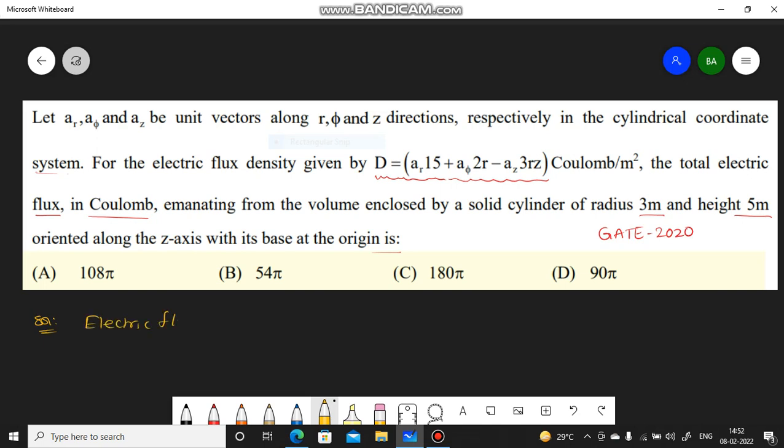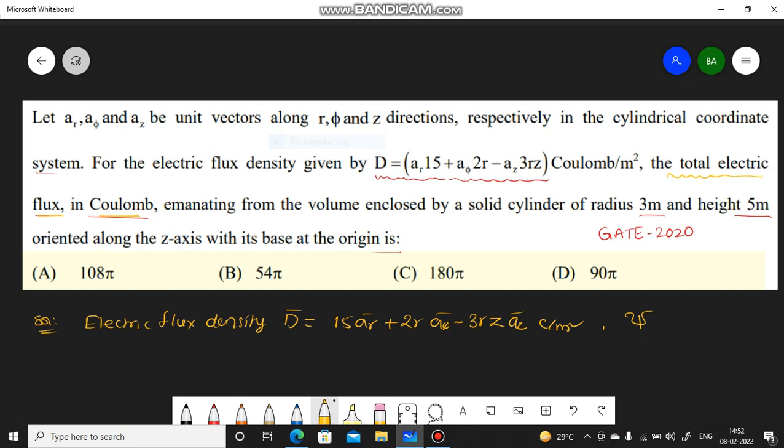Electric flux density, and that is 15 a_r bar plus 2r a_phi bar minus 3rz a_z bar coulombs per meter square. This is the electric flux density vector that is given, and we are asked to calculate the electric flux in coulombs. We want electric flux psi.